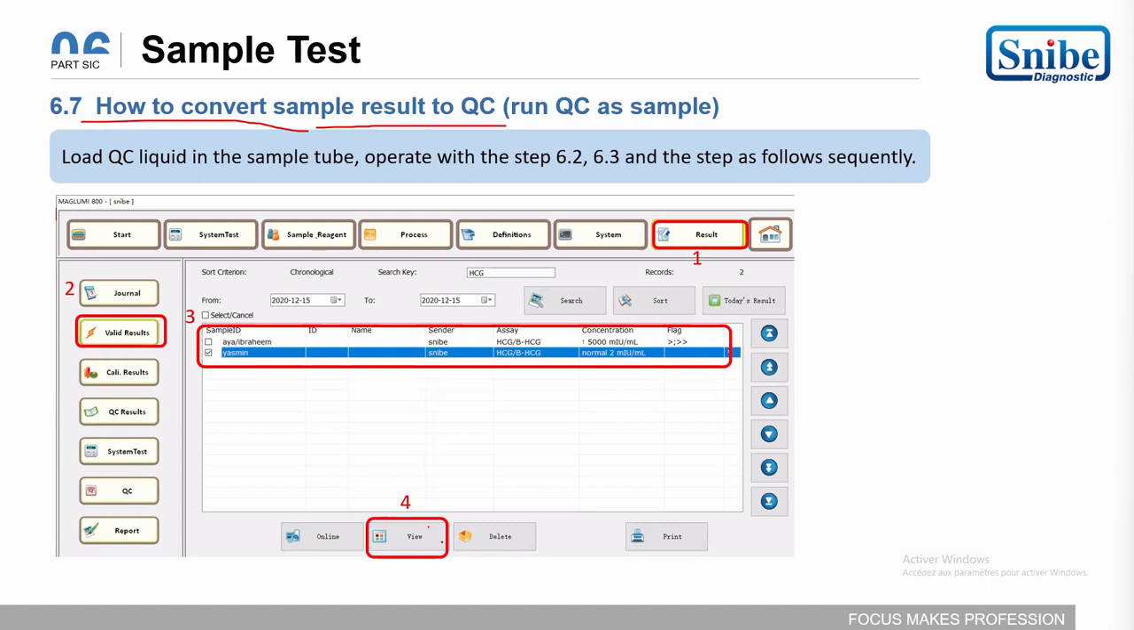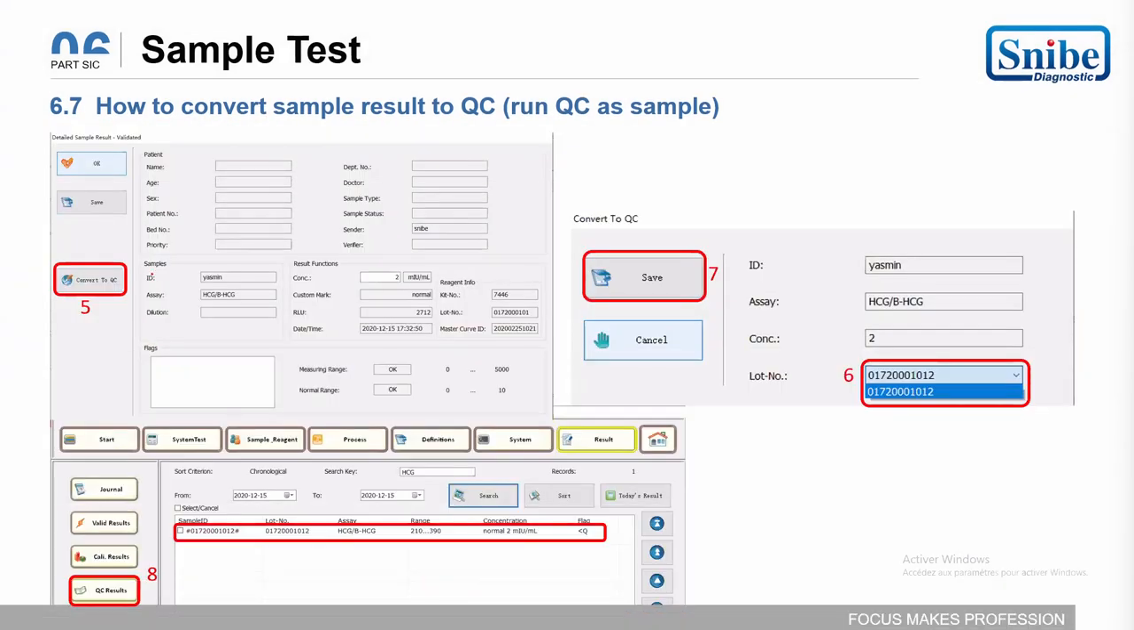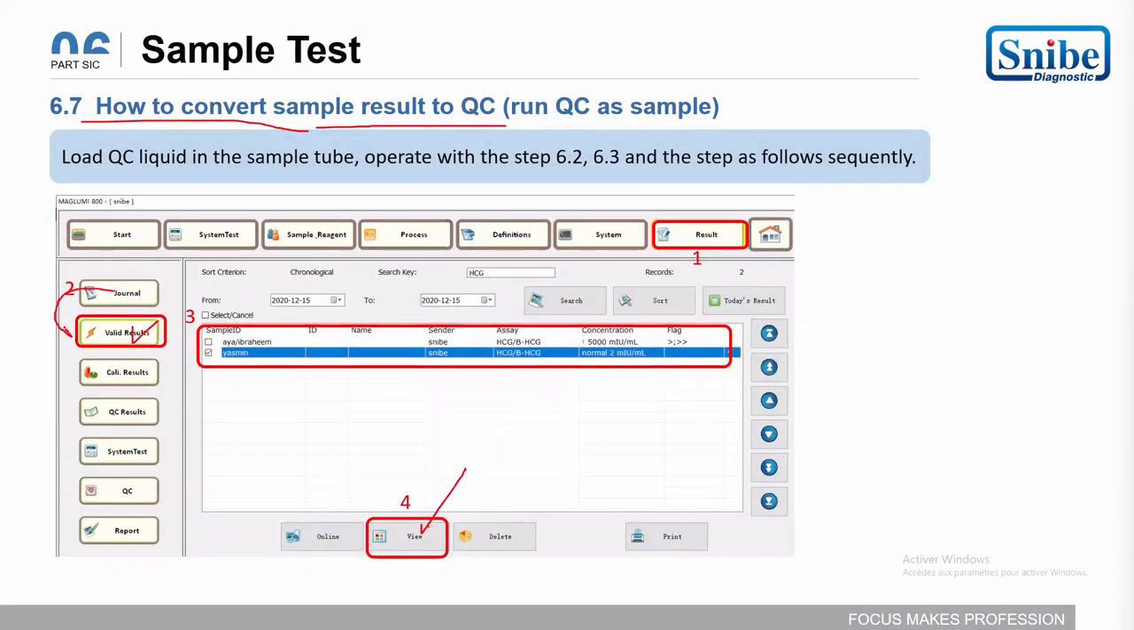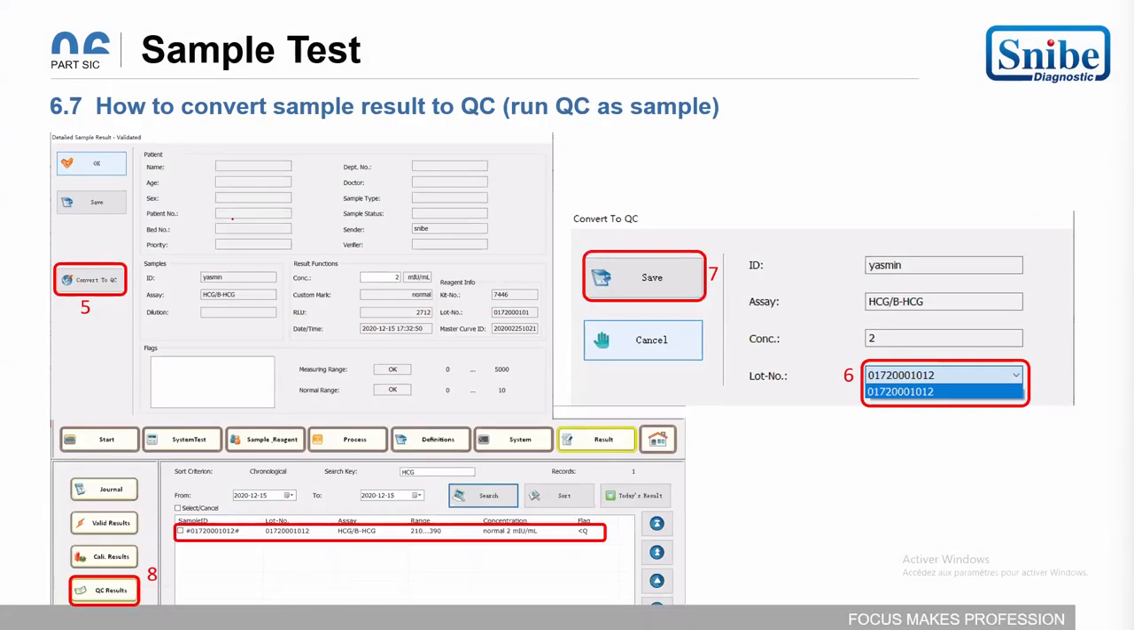So after getting the results, click view, and then click select. Select it and click validate. Firstly you need to validate, otherwise it will not be displayed in the valid results, only in the journal. So firstly, go to the journal, select it, click validate. Then it will be sent to the valid results interface. Then from the valid results interface, select it and click view, and it will display this interface.